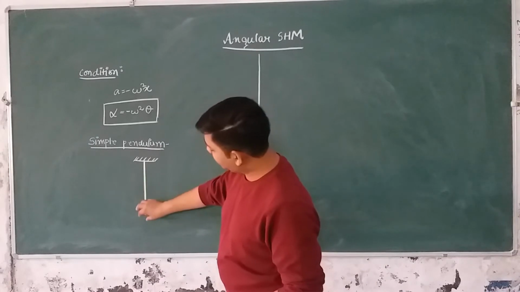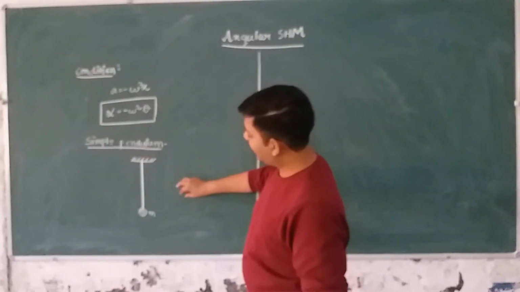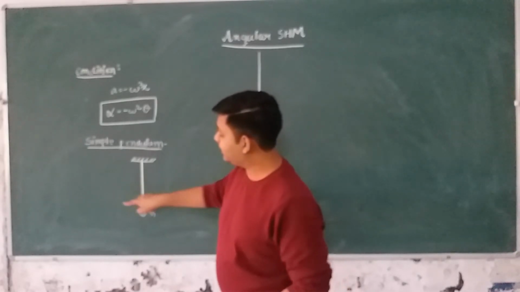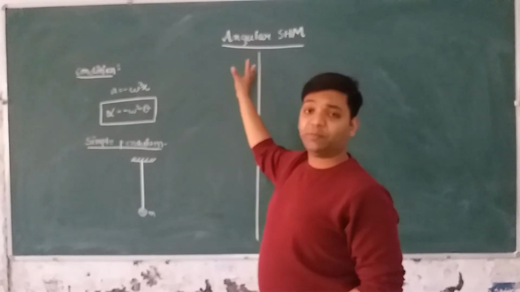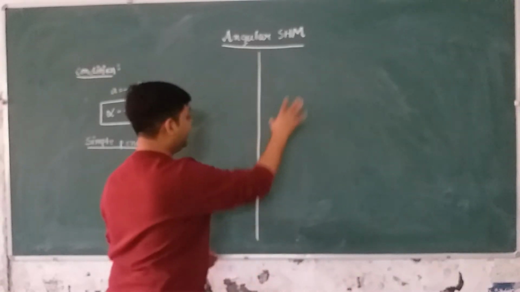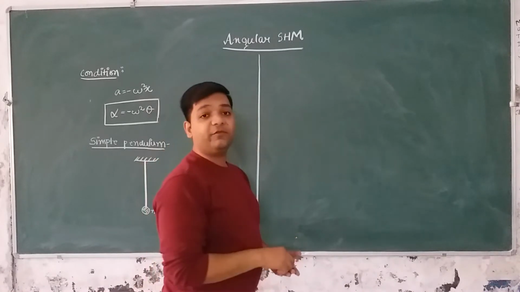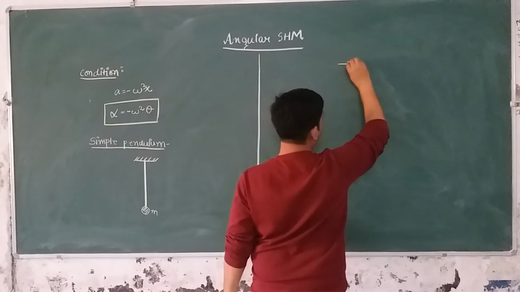So I am holding this bob, taking it slightly towards the right, and then I release it, so it starts performing motion like this, and we want to know whether it will perform angular SHM or not. So now let us discuss the motion of this simple pendulum. I am drawing the figure.